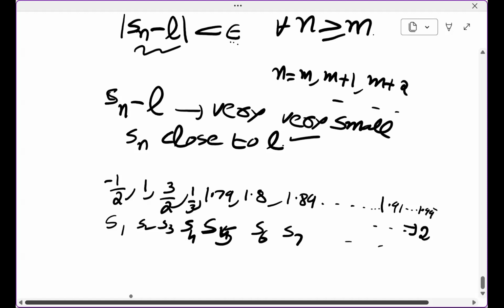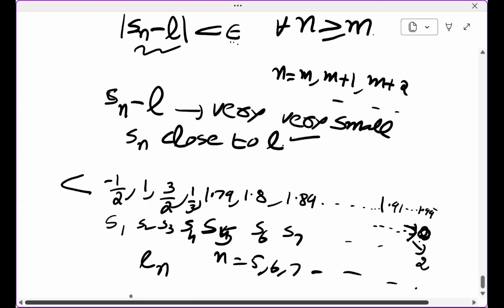So this 2 is what is called the limit of the sequence. For this sequence, the limit is said to be 2, because it is getting close to 2, not from the beginning n equal to 1 onwards, but from n equal to 5, 6, 7 and so on, Sn follows some pattern. It is getting close to some number. This becomes the limit of the sequence.